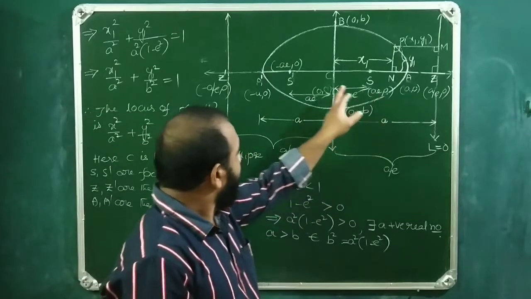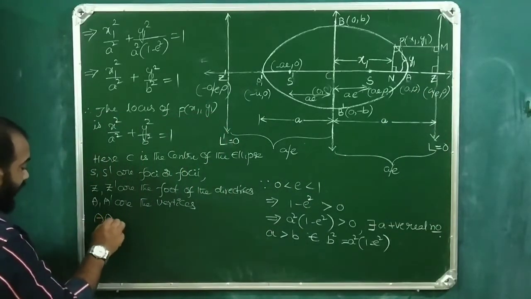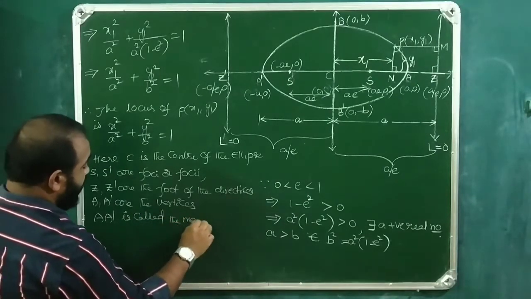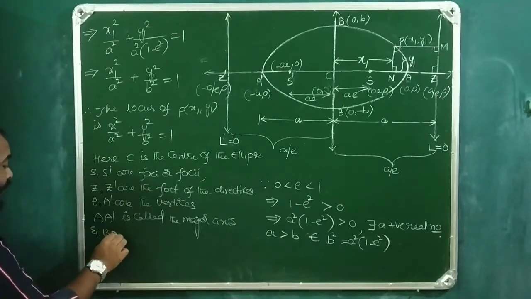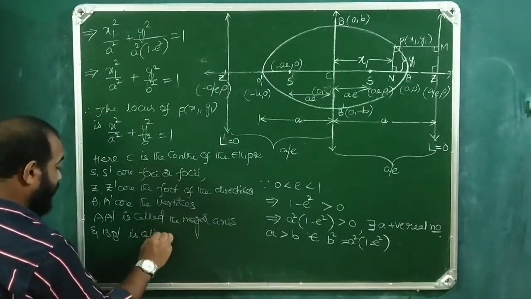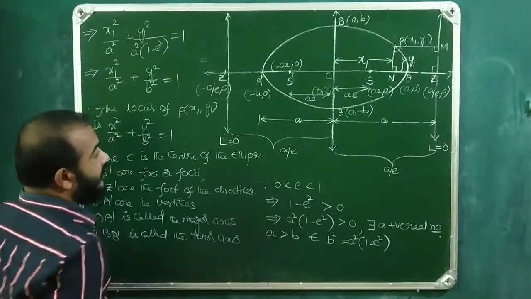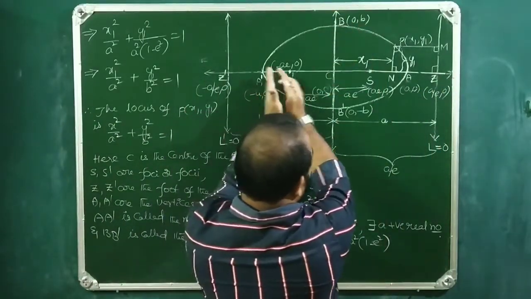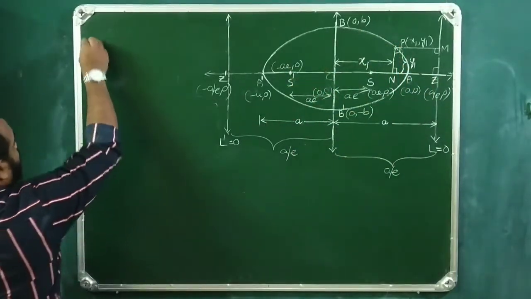Here AA dash is called the major axis and BB dash is called the minor axis, because here a is greater than b. So this is a and this is b. So a is greater than b. Note.